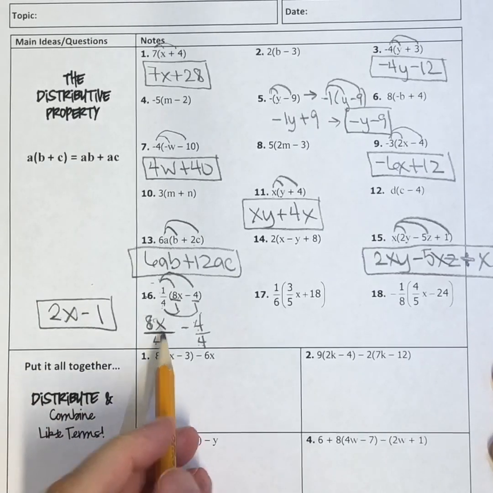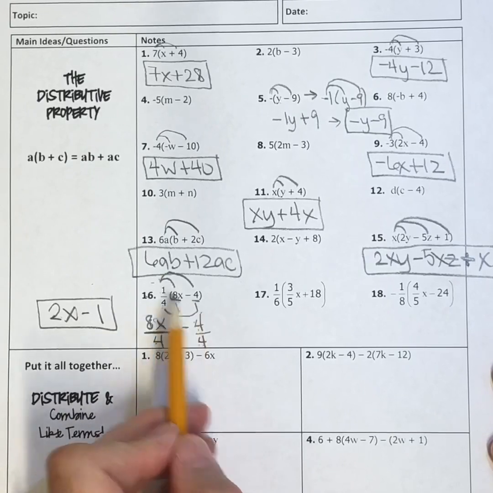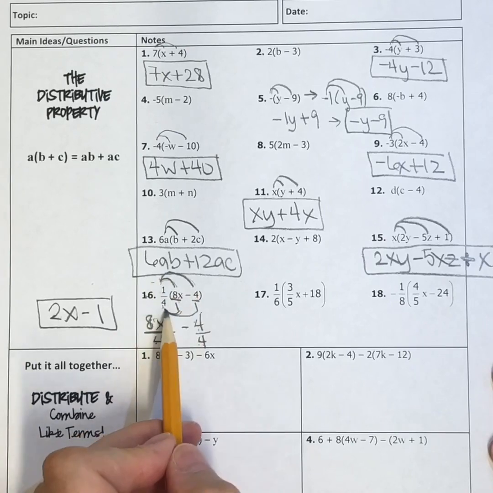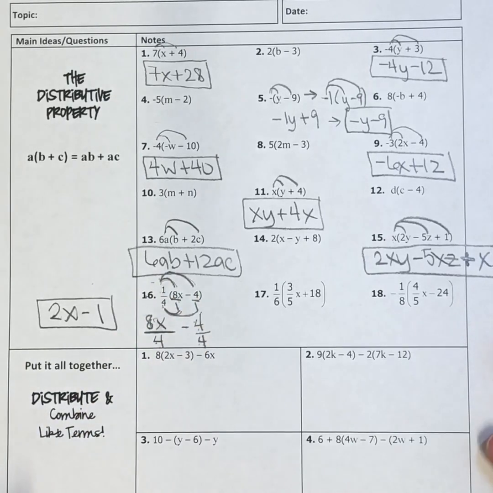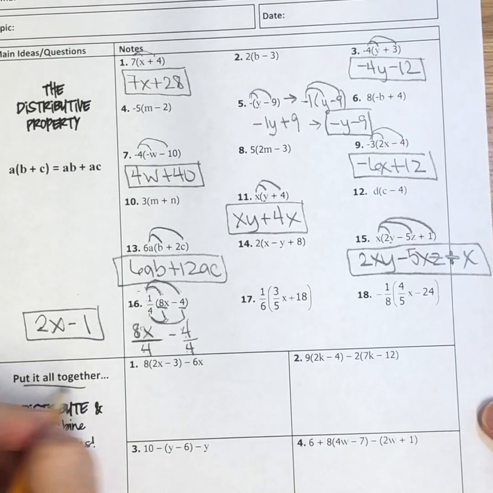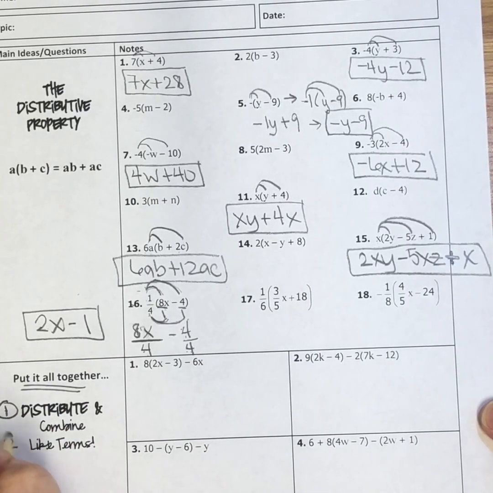Okay. So again, when you distribute fractions, make sure you put your whole numbers over 1, and you distribute both the numerator and the denominator to each term. Okay. So now let's put it all together. So this is two-step, where you're always going to distribute first and then combine like terms. So these are the steps that you follow.